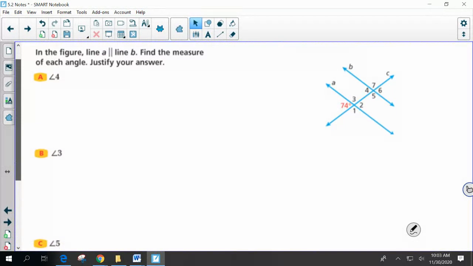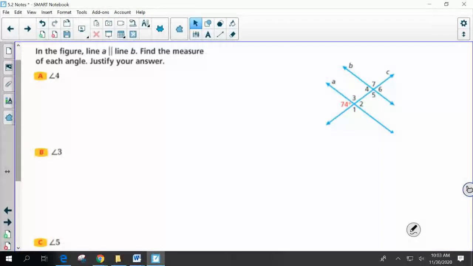So in this problem, we're going to find the angle measurements. Line A is parallel to line B, and we are given one angle. So being given one angle, we should be able to find all the other 7. The first one we're looking at is, what is angle 4? 74 degrees, because they're located in the same position. What's it called when it's located in the same position? We just learned that. When they're located in the same location, it's called corresponding. So we're going to write that.